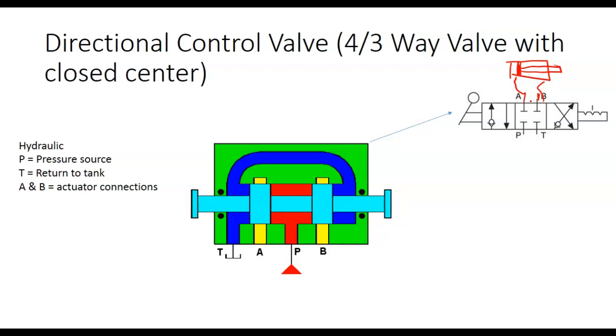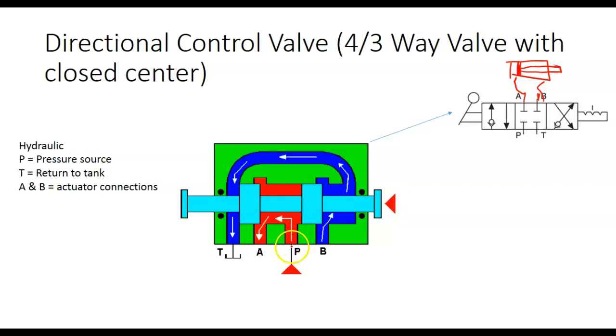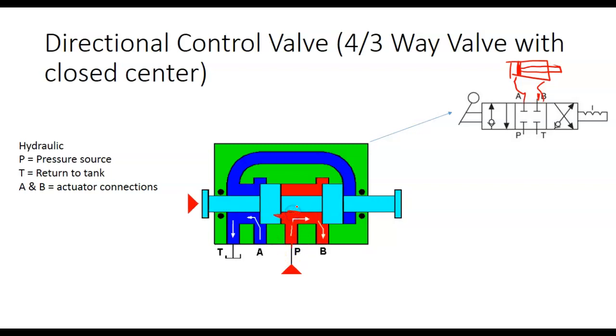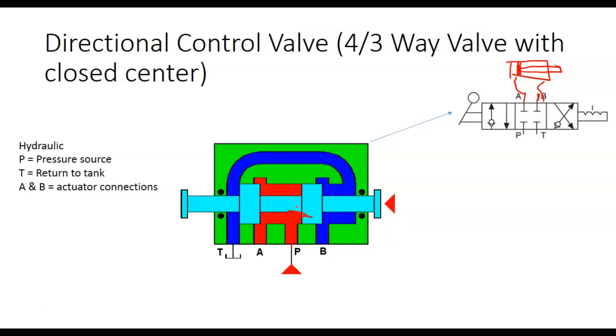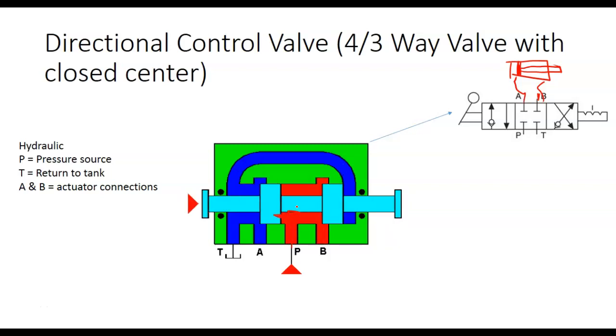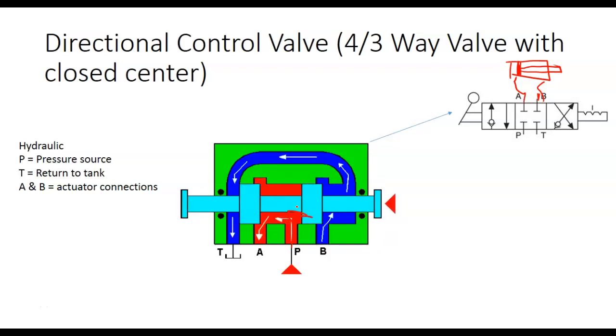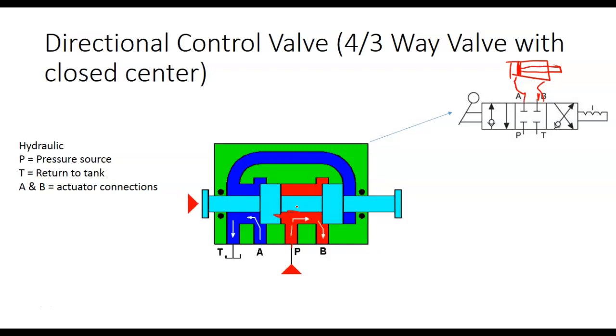So that's the 3 positions. So can y'all say, so center, it blocks both ports. So when it's in the center position, it's blocking both ports, and the fluid can't move anywhere. That okay, Mario? You understand that? Yeah. So we call it a closed center. It's just like when you close a valve off. There's no way it can go.